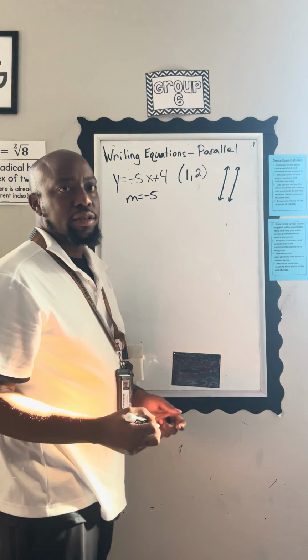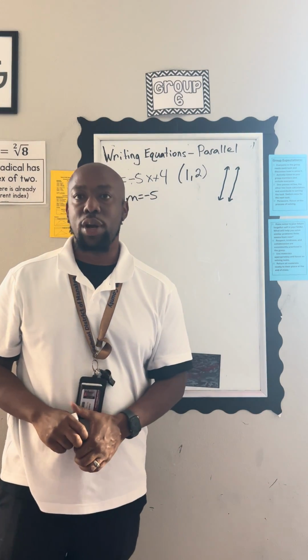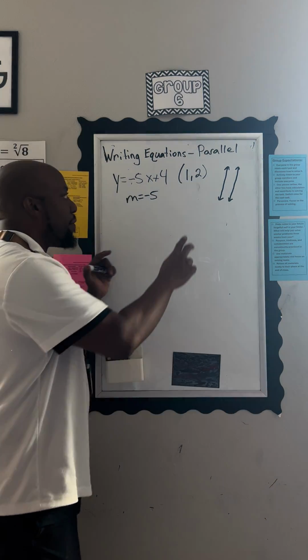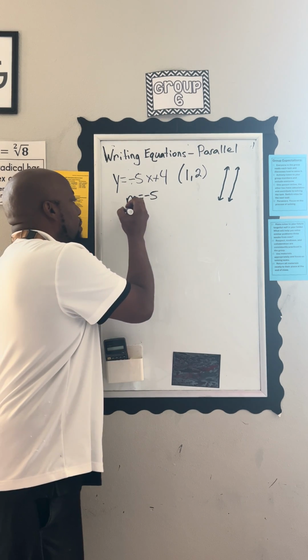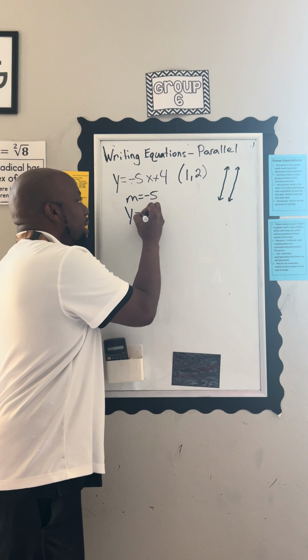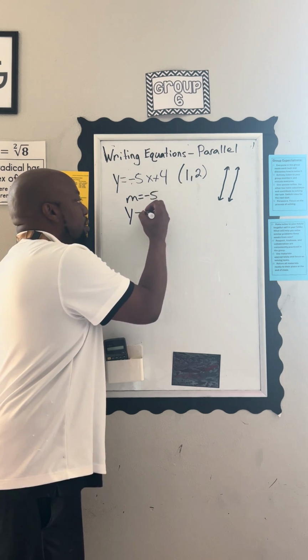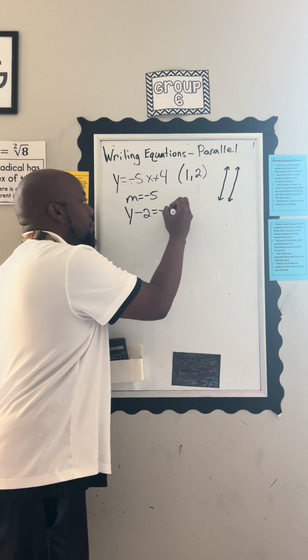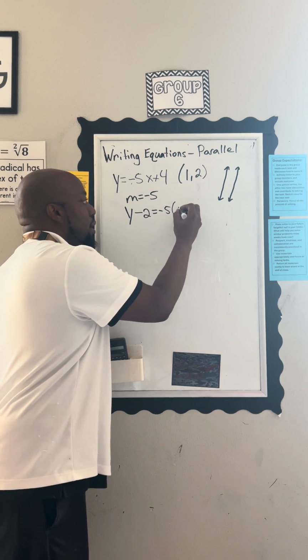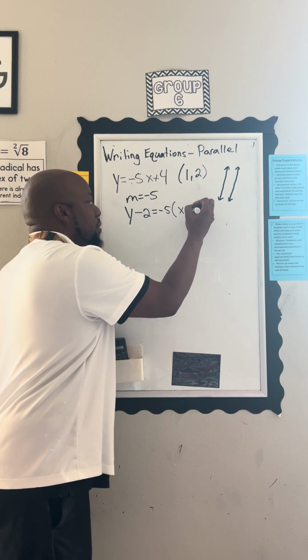There are a couple of different ways to do this, but I'm going to show you how to write this in point-slope form. I have the point, and I have the slope of the line. Point-slope form is y minus our y value, which is 2, equals m, which is negative 5, times x minus our x value, which is 1.